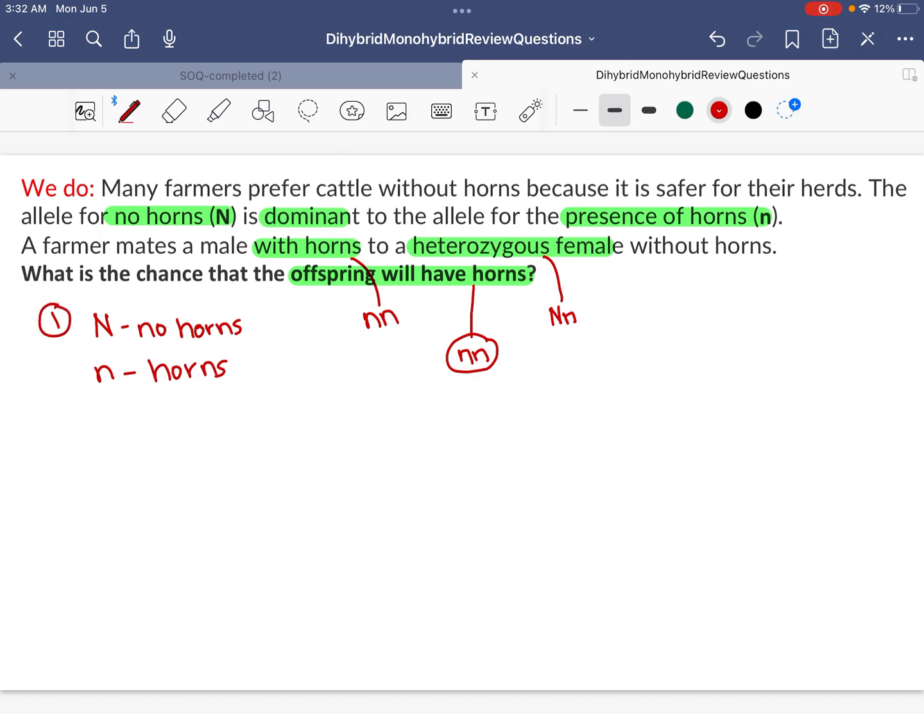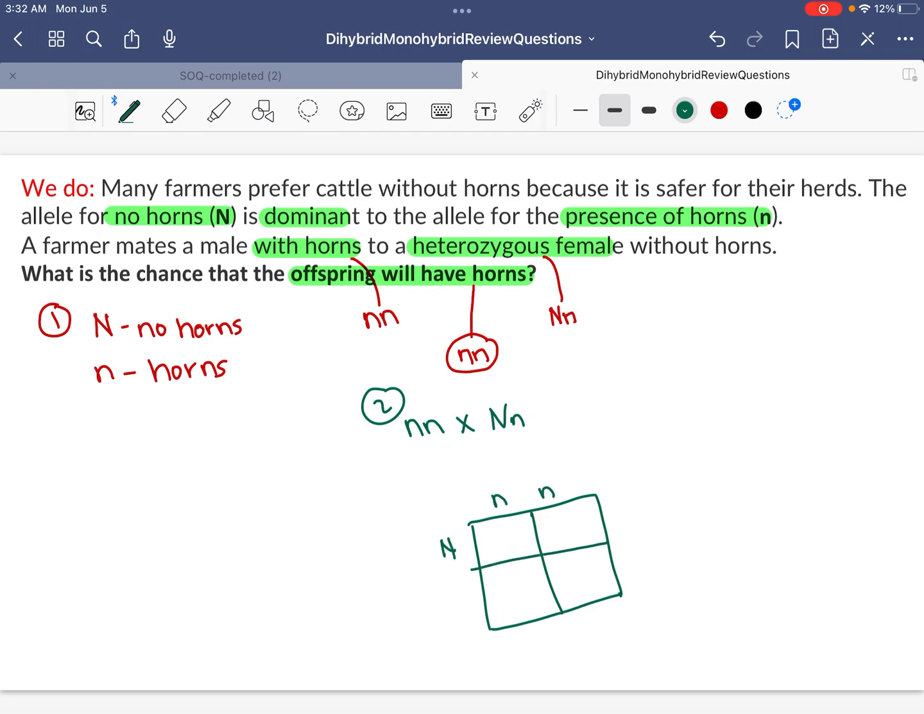We identified our parents. I'm just going to rewrite the parents because I wrote in red. So my parents are right here. I'm going to start my monohybrid cross. Sorry, I'm working through it a little bit quickly and I made a mistake, which happens. Just make sure to check your work.